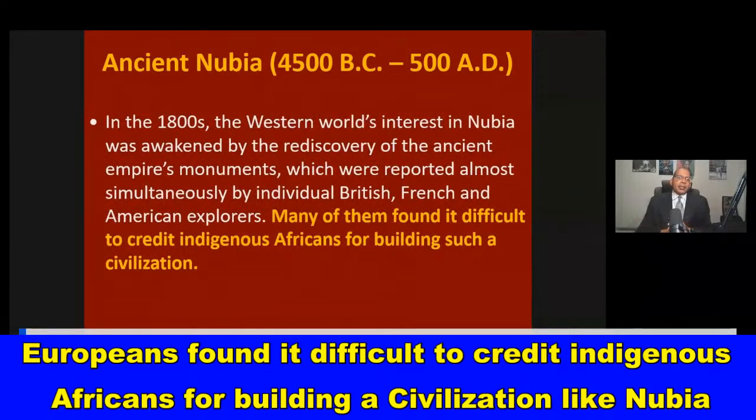Now in the 1800s, the Western world's interest in Nubia was awakened by the rediscovery of the ancient empire's monuments, which were reported almost simultaneously by individual British, French, and American explorers. Many of them found it difficult to credit indigenous Africans for building such a civilization.